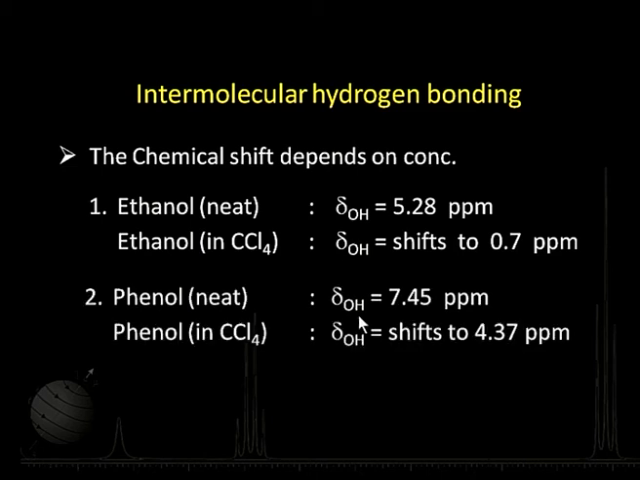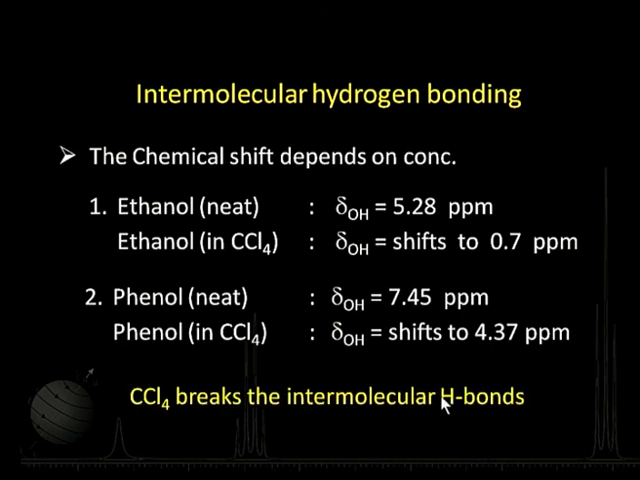Then let us take another example. In case of phenol, delta OH is observed at 7.45 ppm, whereas if I take the same phenol molecule in carbon tetrachloride, we find that delta OH shifts to about 4.37, again going high field. These two examples show us that the CCl4 molecule, which does not have any hydrogen bonding tendencies, breaks the intermolecular hydrogen bonds and the chemical shift positions change. That is, the concentration dependence is very pronounced in case of intermolecular hydrogen bonding.